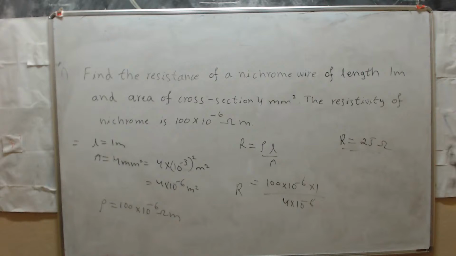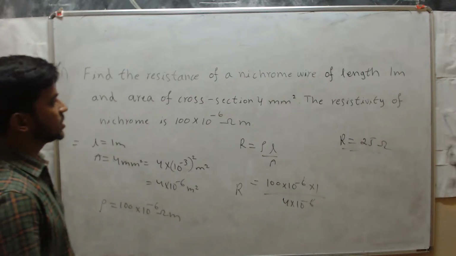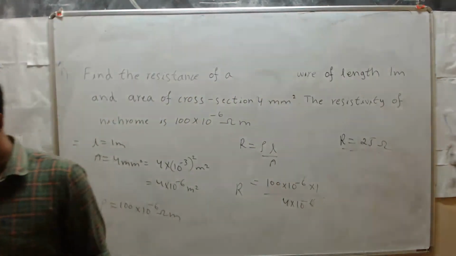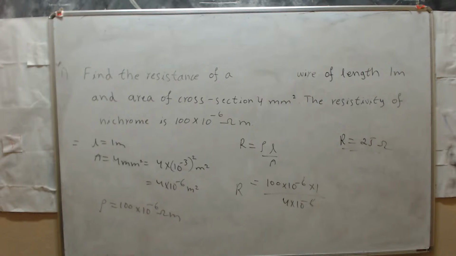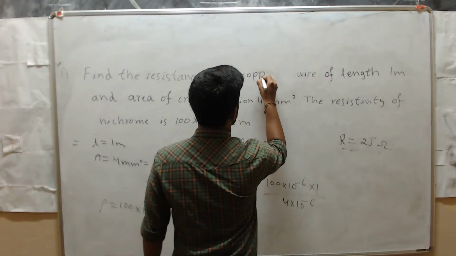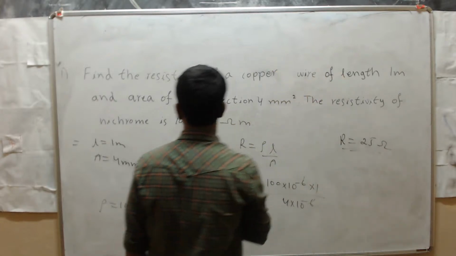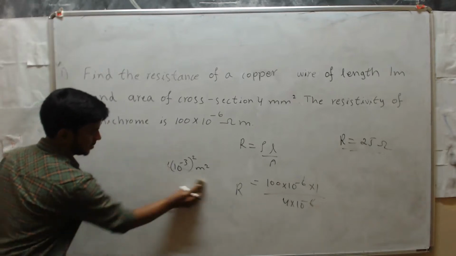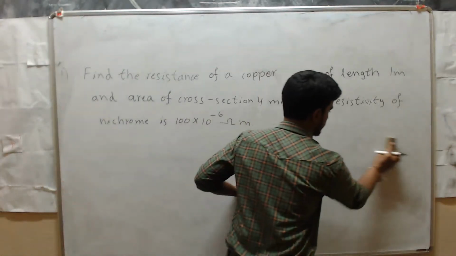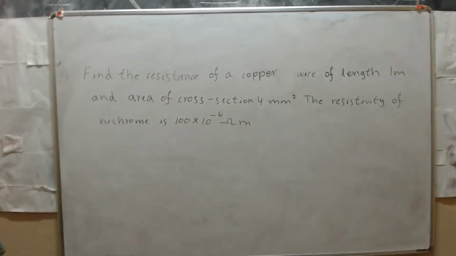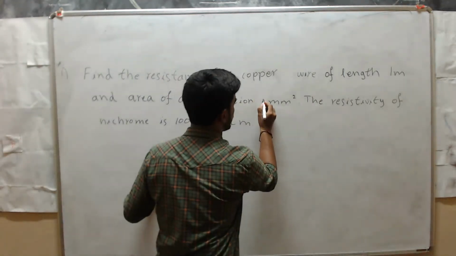Next one. Find the resistance of a copper wire of length 1 meter. First I erase this one. So, a copper wire of length 1 meter and area of cross section 2 millimeter square.